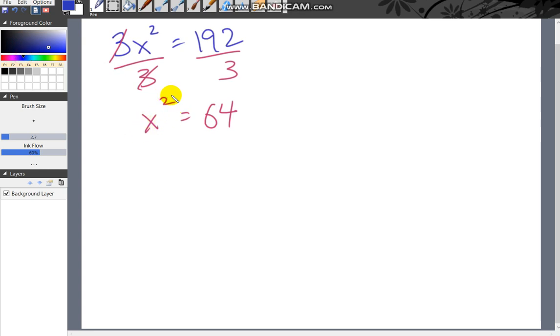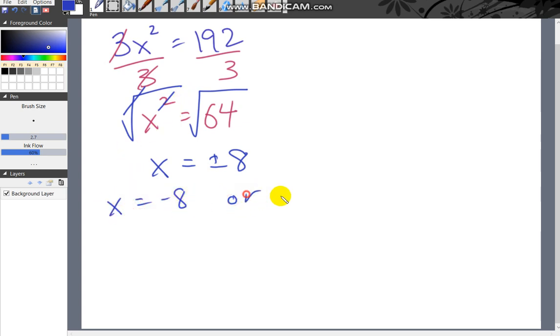Because in order to get rid of that square, we have to take the square root. So the square cancels with the square root, and we get x equals, the square root of 64 is going to be plus or minus 8, right? So in other words, we're going to get x equals negative 8 or x equals positive 8.